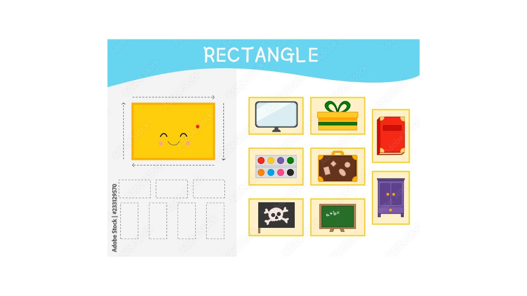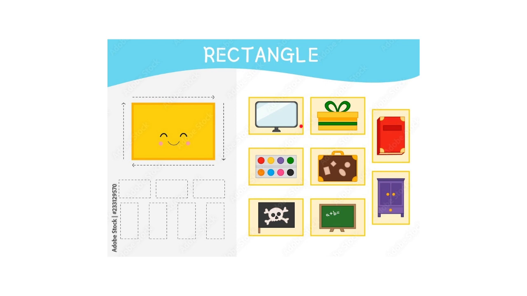We have 2 sides that are long, and we have 2 sides that are short, as you can see in the picture here. So this is the rectangle shape. It has 4 sides. 2 sides are long and 2 sides are short. Now let's take a look at the pictures that we have here.